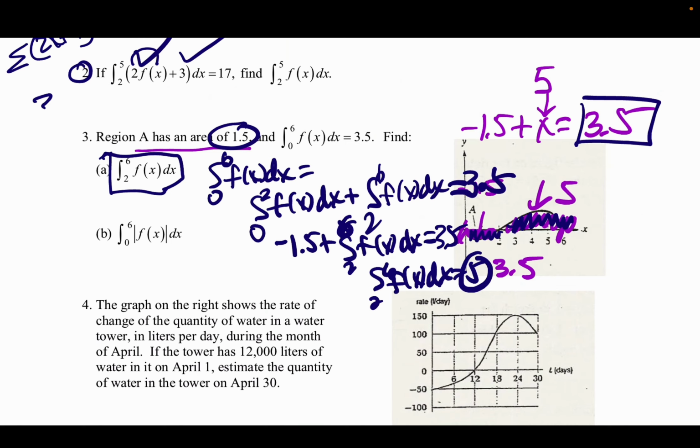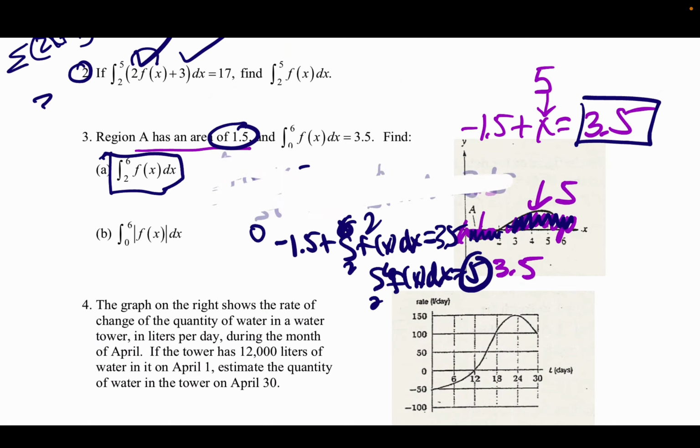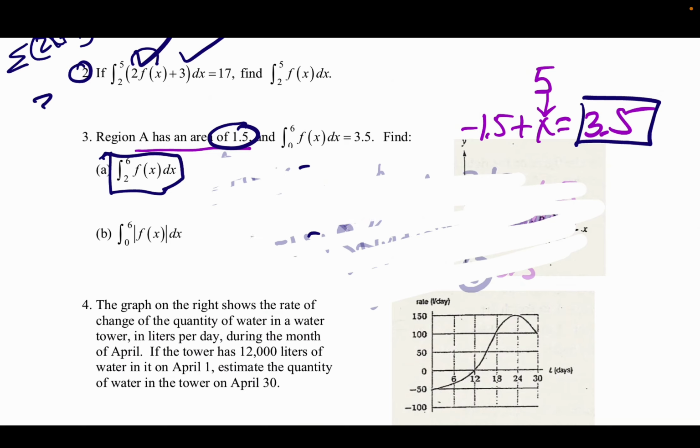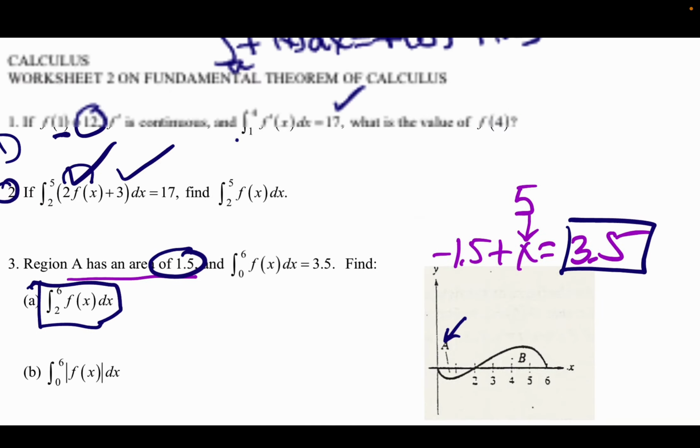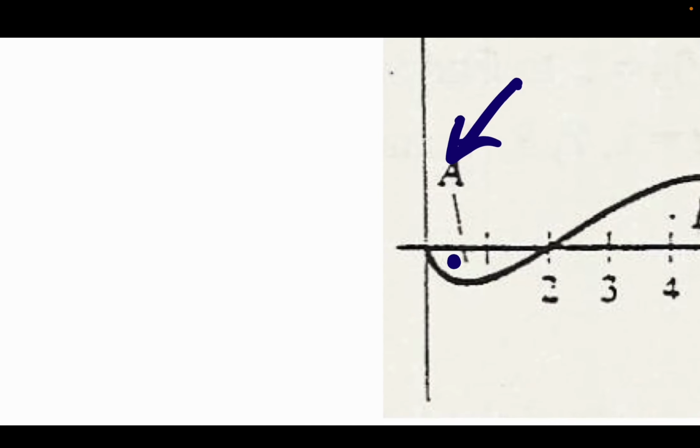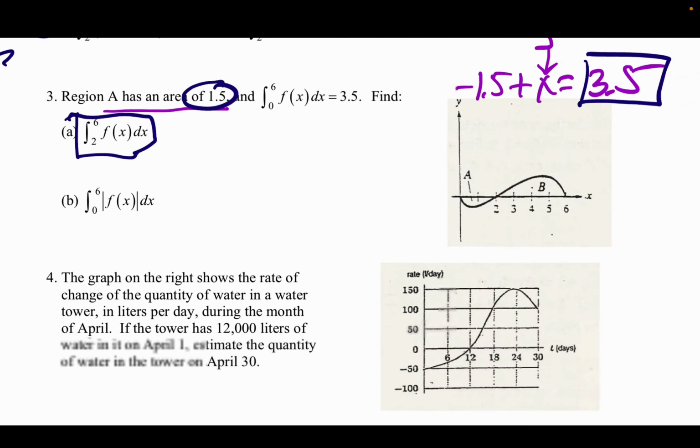All right, so let me do that again. I made a careless mistake with my numbers, but the answer was right. Okay, so what happens is they gave me the area. They said the area of region A is 1.5. So all of this right here is 1.5. But when they give me the integral, I have to make it negative because it keeps a running total.